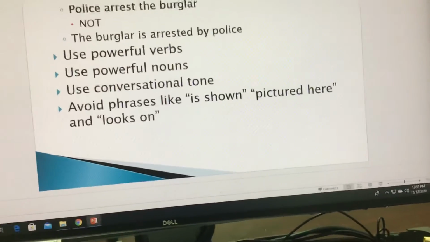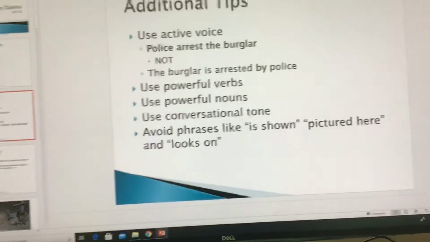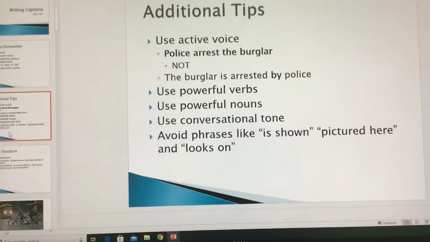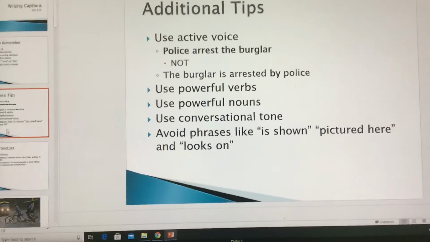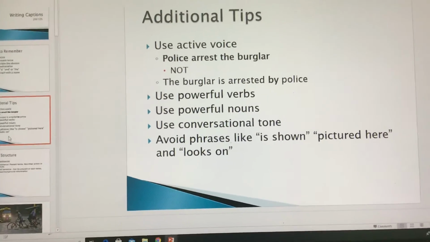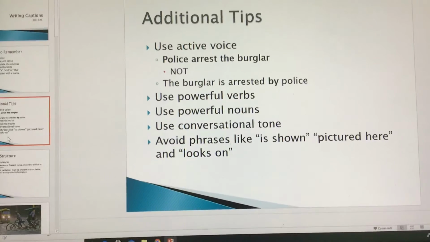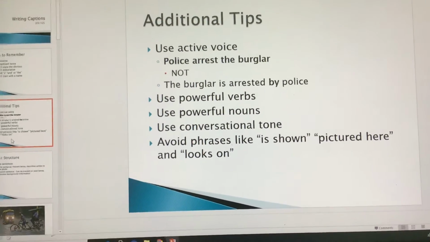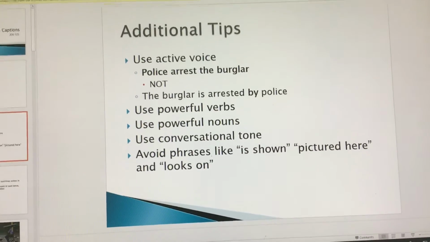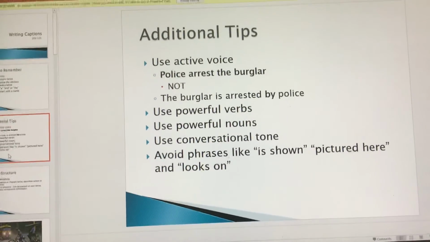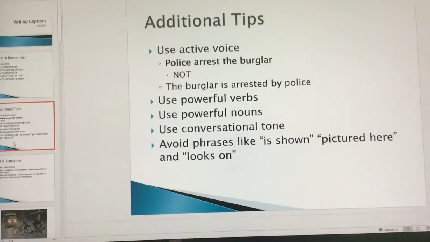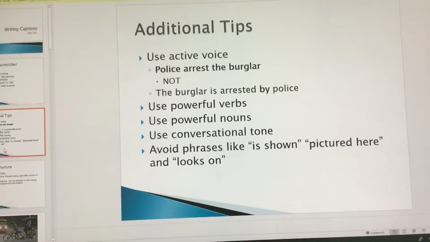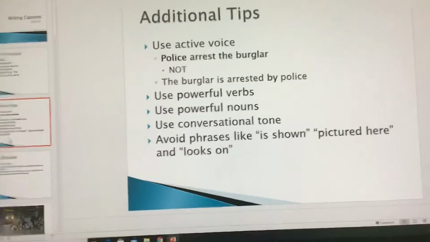Passive versus active voice. So remember, you want to use active voice in captions. So if you have a caption where someone's being arrested, your caption could be, police arrest the burglar who broke into the governor's mansion. It would not be, the burglar that broke into the governor's mansion is arrested by police. You can identify passive voice by that word by. If something is done by someone, that's passive voice. So you want to use active voice. The dog bites the boy is active voice. The boy is bitten by the dog is passive voice.